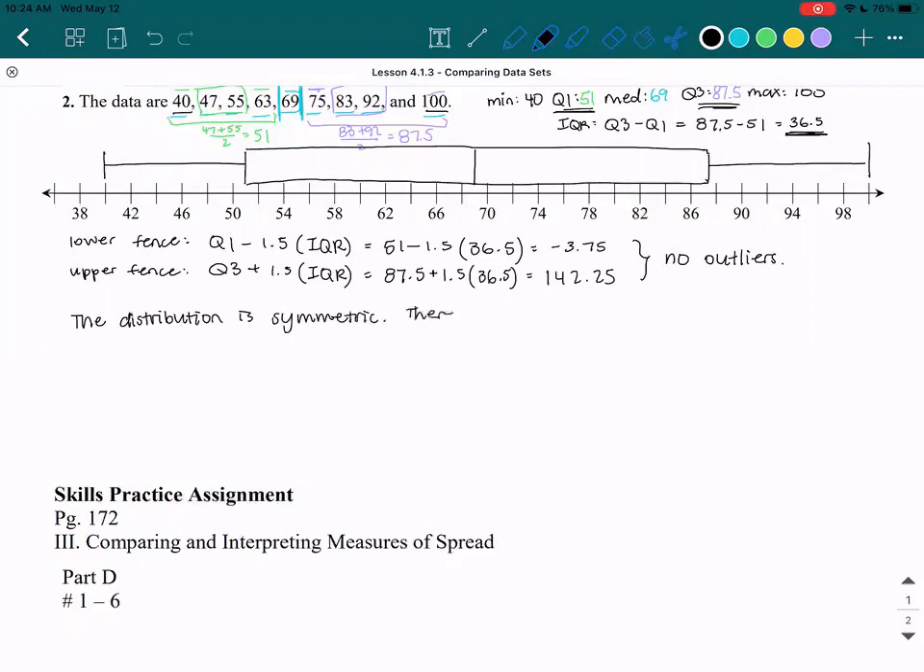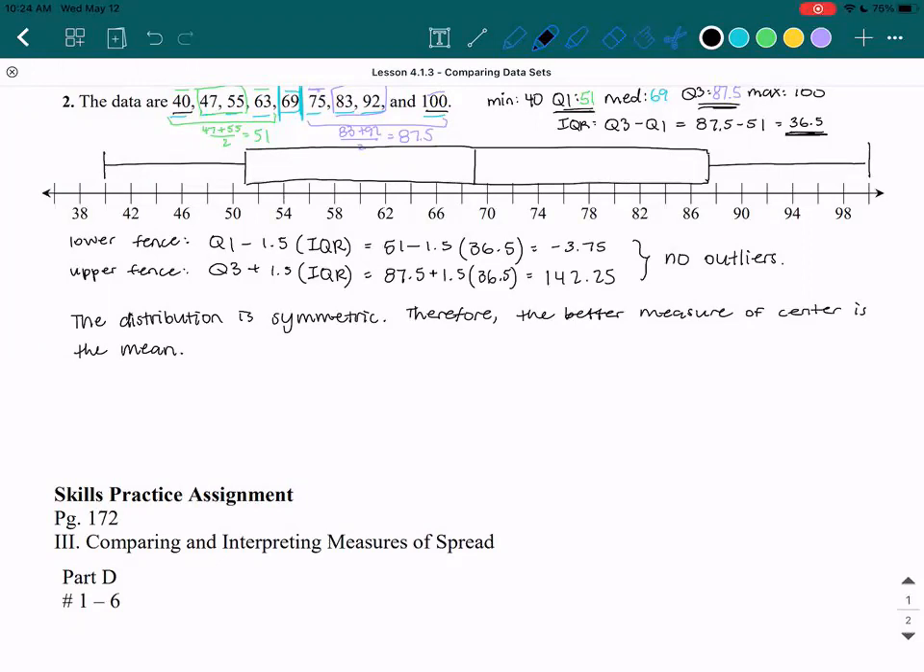Therefore, the better measure of center is the mean. All right, we need to calculate the mean. So to calculate the mean, what you need to do is take all the numbers and add them up and then divide by how many numbers there are.